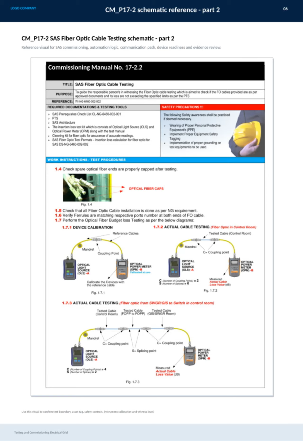On this slide, we focus on the testing and commissioning of the electrical grid, specifically referencing the CM_P17-2 schematic, Part 2. This schematic covers the SAS fiber-optic cable testing and serves as a crucial visual guide for commissioning activities.